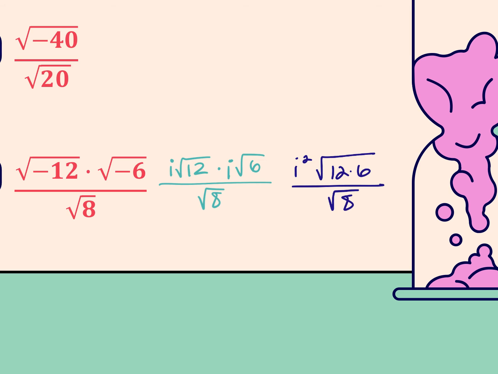Now I can break this down any way I want, but if I multiply out 12 times 6, I actually end up with 72. And because they're both underneath the root, 8 goes into itself once and into 72 nine times. So I'd end up with i squared, which is negative 1, and the square root of 9, which is 3. Negative 1 times 3, which is negative 3.